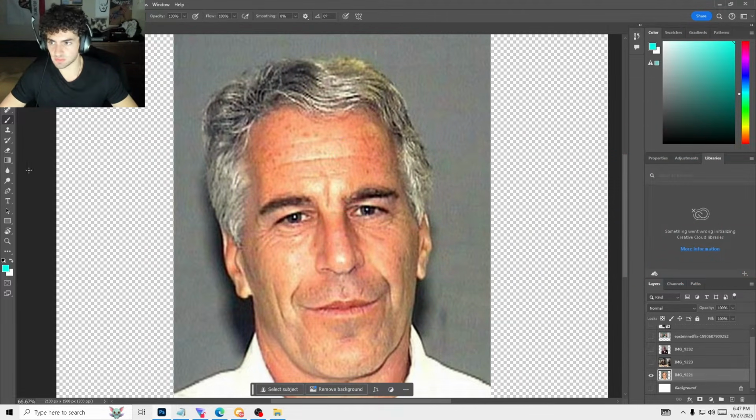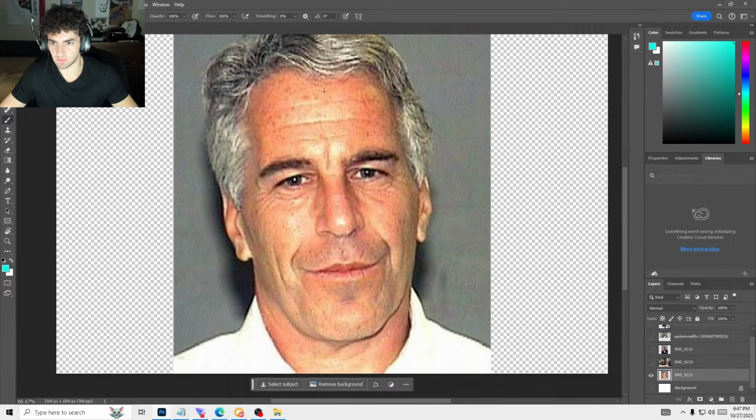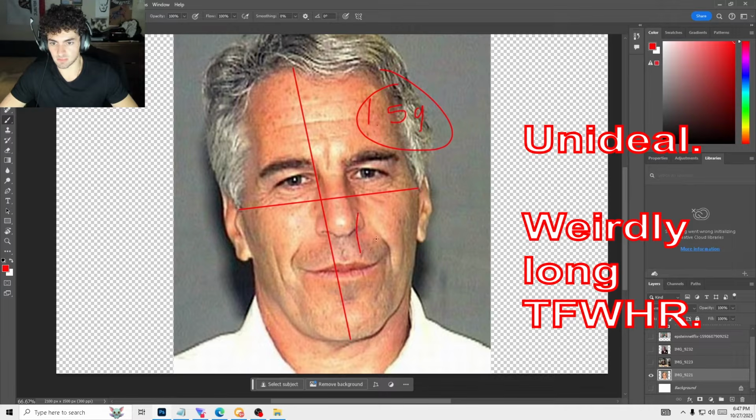The next ratio we're going to do is total facial width height ratio, which is similar to facial width height ratio, but instead you're dividing the cheekbones by the tallest point, or by the entire face's height, which for Jeffrey Epstein comes out to 1.59, which is absolutely absurd, which is extremely overly tall. Typically, you want it to be from 1.33 to 1.38, but his is 1.59, which means that his face is 1.59 times taller than it is wide, which is extremely bad.